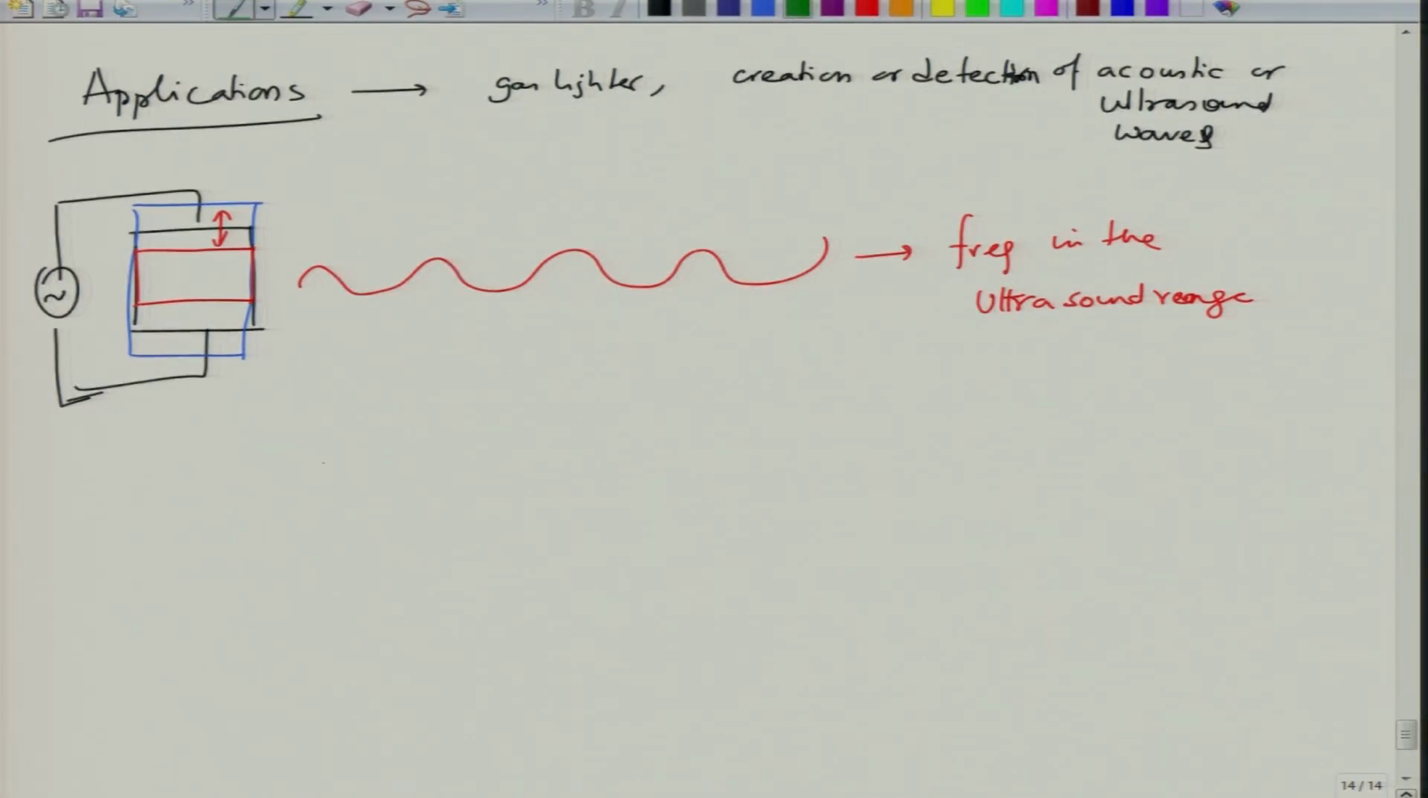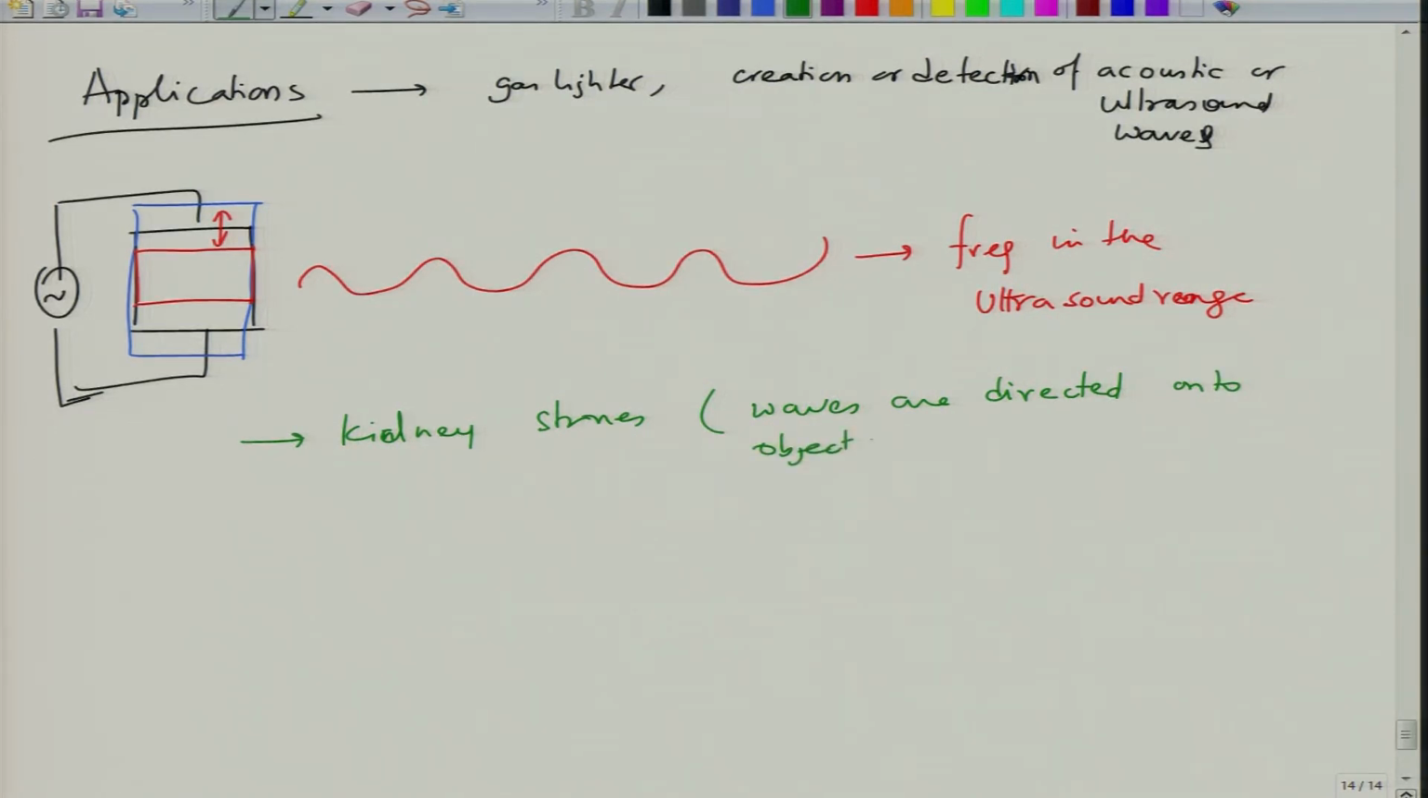So, what you can do is that you can use it for various methods. For example, nowadays we use it for breaking things like kidney stones. These waves can be directed on the kidney stones to break them. So, basically waves are directed onto objects such as kidney stones to break them, and once they break them in smaller pieces they can come out through urine. So, this is something that is possible.